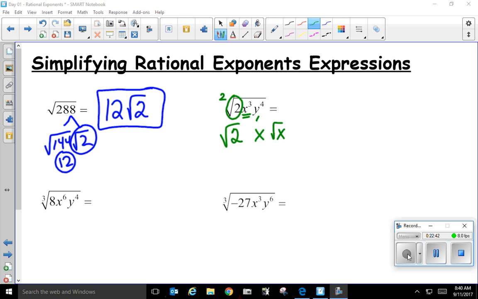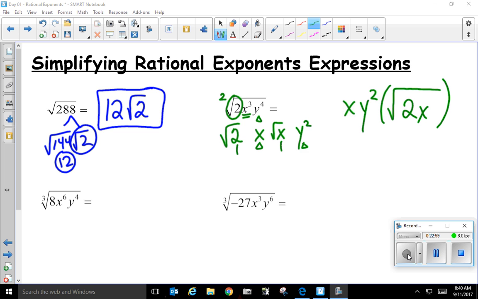Now what about my y to the 4th? It's just y squared. 2 goes into 4 twice. So when I write that, it will be x times y squared, radical 2x, with xy squared in parentheses and everything else under the radical. I have a 2 and an x. There you go. Not that crazy. The thing that tricks some of you guys up is you see the square root of 2 and you think it's 2 or 1. 2 is not a perfect square.